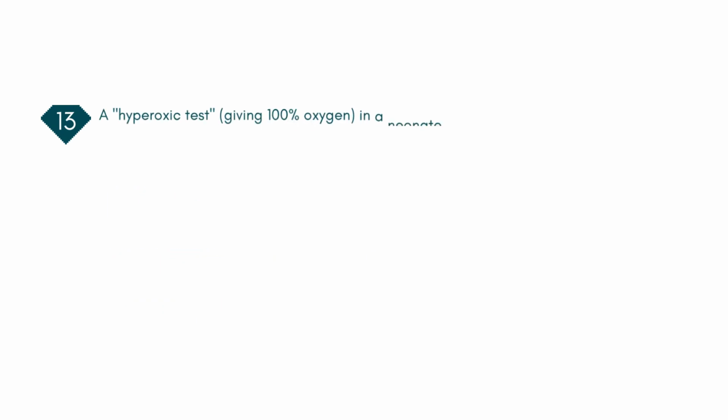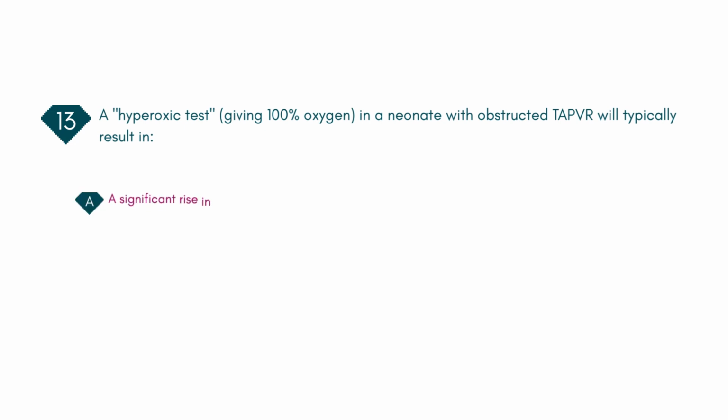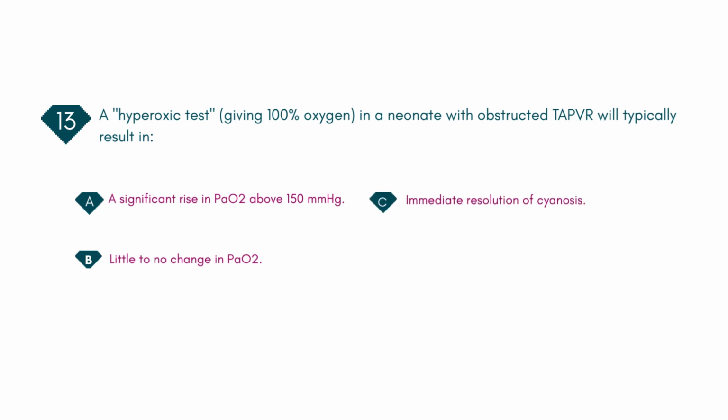A hyperoxic test, giving 100% oxygen, in a neonate with obstructed TAPVR will typically result in A. A significant rise in PaO2 above 150 mm of mercury. B. Little to no change in PaO2. C. Immediate resolution of cyanosis. D. A decrease in heart rate. Answer: B. Little to no change in PaO2.